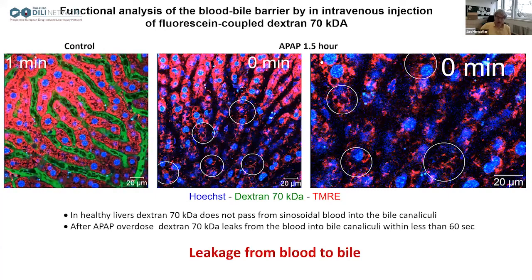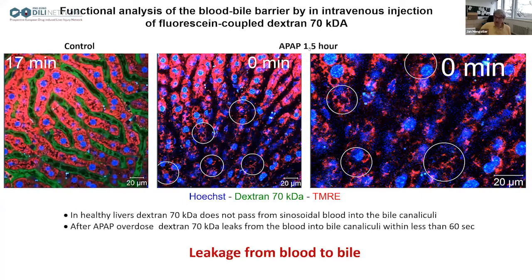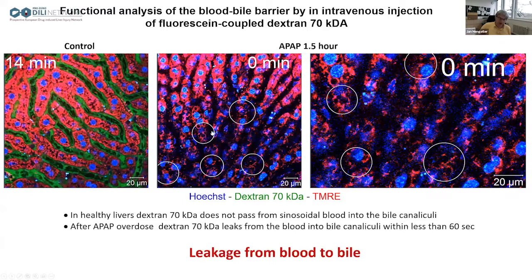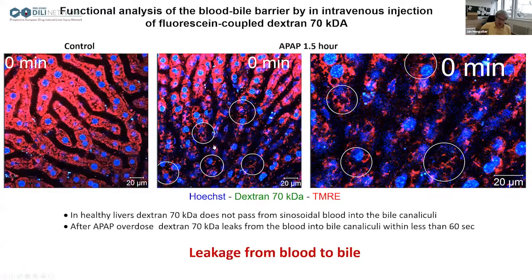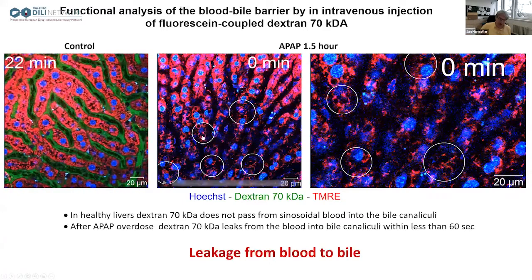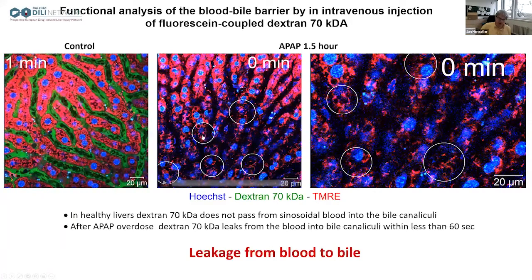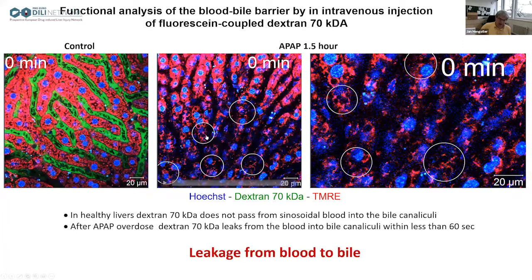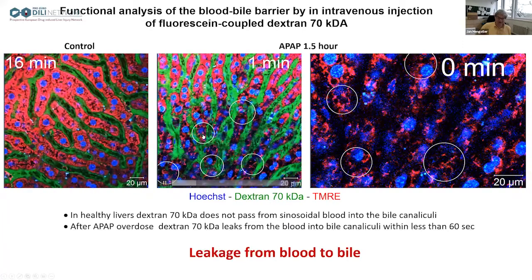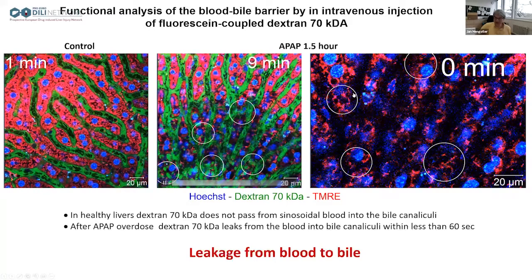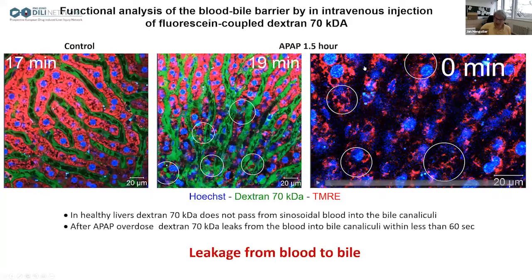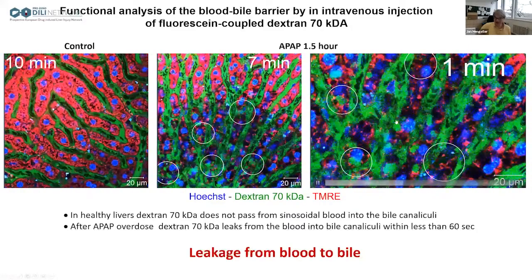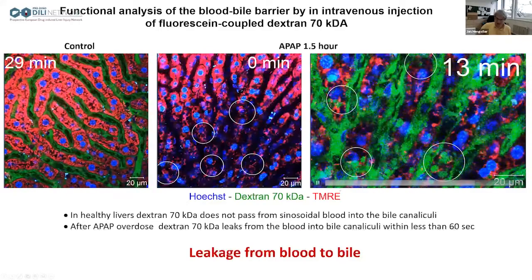Now we go to the situation very early after APAP intoxication, so 1.5 hours after overdose. And perhaps focus on these indicated regions, perhaps ideally here. So here you see a widened bile canaliculus and the sinusoid comes and it goes in. Perhaps you see it even better in this magnification. So here comes dextran, and after this, it enters the bile canaliculus. Okay. Yeah, here and stop.